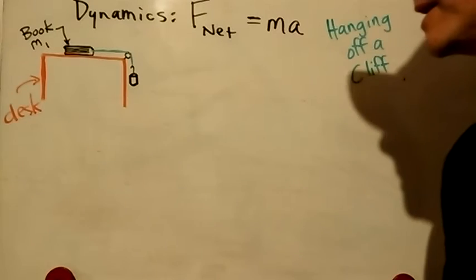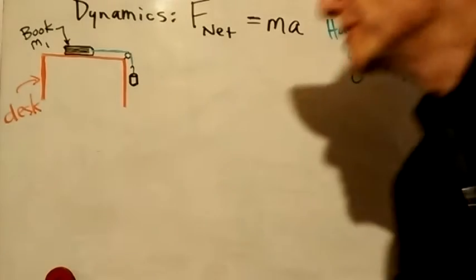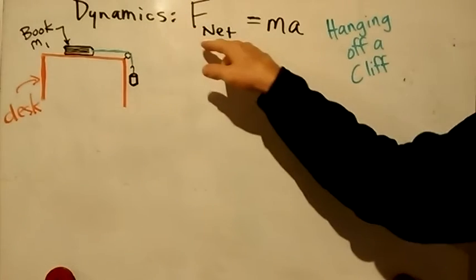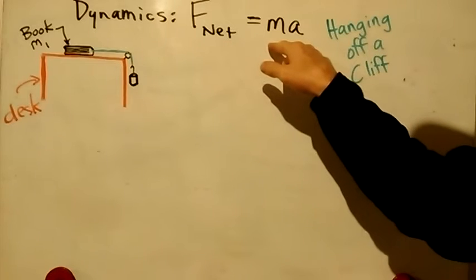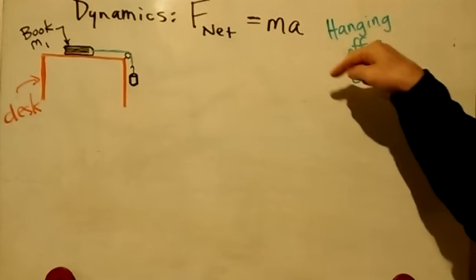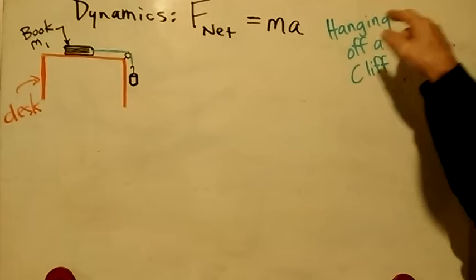Good morning. It's Mr. Crouch taking a look at dynamics, which of course is the study of F net equals m times a. And this time we're looking at the hanging off a cliff example.